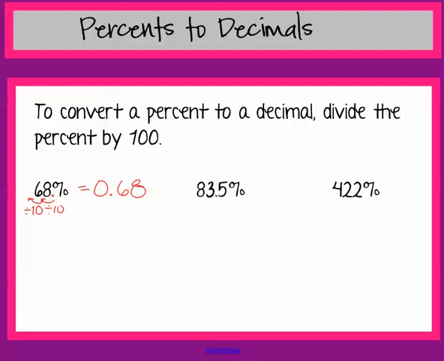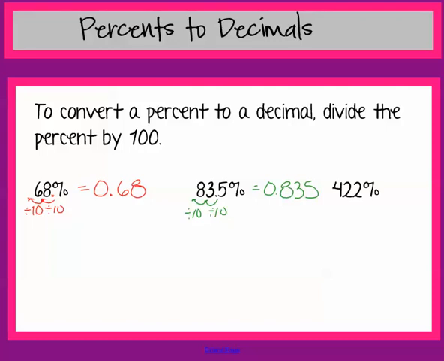All right, let's divide by 100 for 83.5%. Means we'll divide by 10. We'll divide by 10 again. That means the decimal is going to wind up in front of the 8 now. 2 decimal shifts to the left to divide by 100. So we have 835 thousandths.